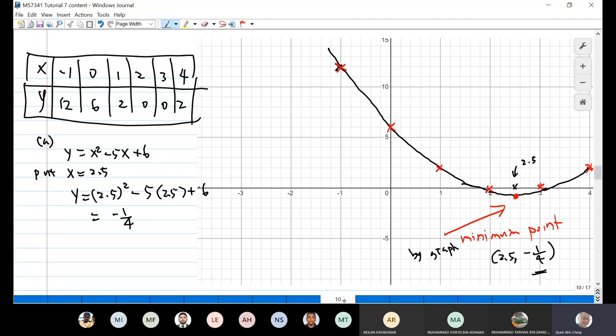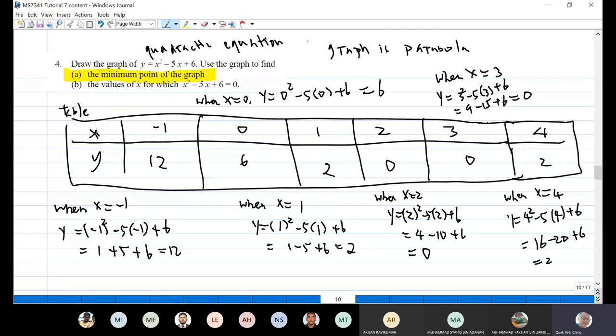Part B, you want the value of x when y happens to be 0. You can see the table here. When is y equal to 0? When x equal to 2, y equal to 0. When x equal to 3, y equal to 0. So when it equals 0, x is 2 and 3. But you want to see it on the diagram?